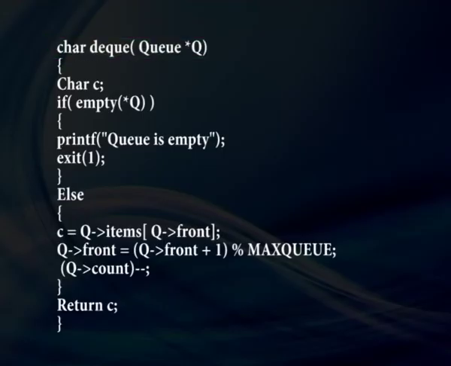The function DQ retrieves the element at the front of the queue and stores it in the variable C. Front is then incremented by 1, and in case it becomes equal to max q, it is set to 0. This is achieved by taking modulus of max q. The count variable is then decremented by 1. At the end, the function returns the value stored in variable C. We conclude our today's lecture by having a look at an animation of circular queues available at the following URL.